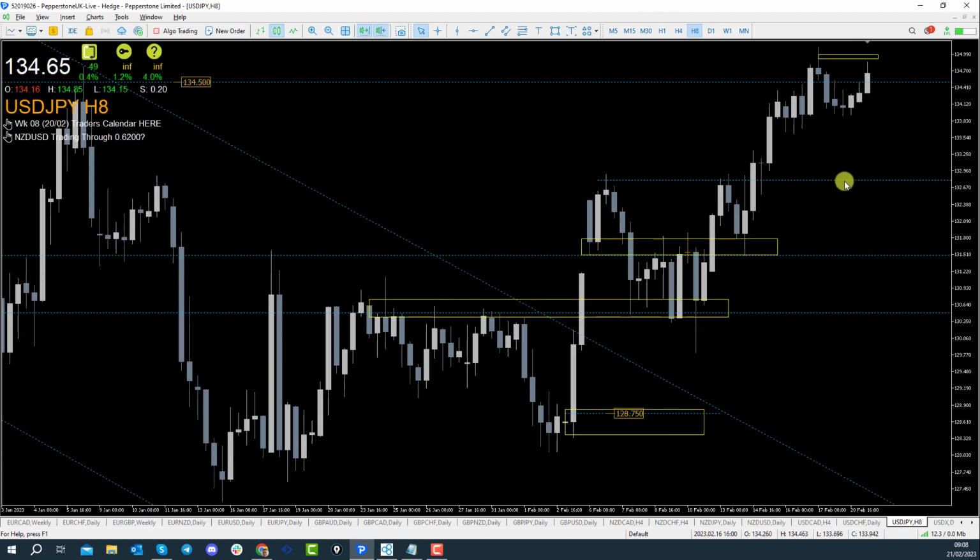So if I go back down to that 8 hour time frame, you can see that the market, when it breaks those highs, tends to come back to the highs and retest.